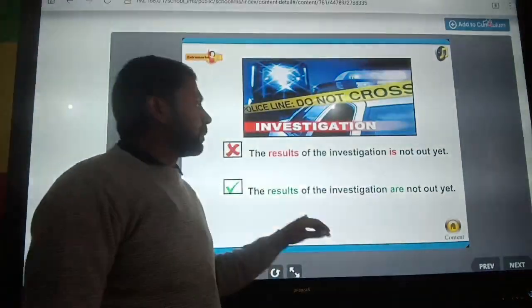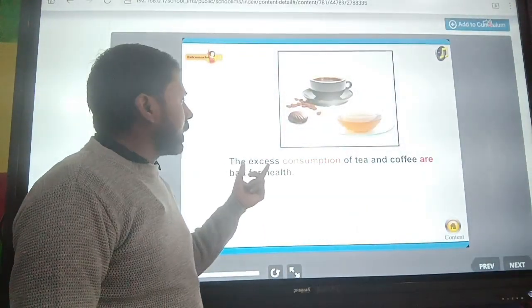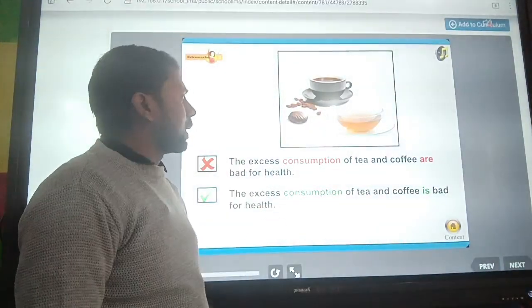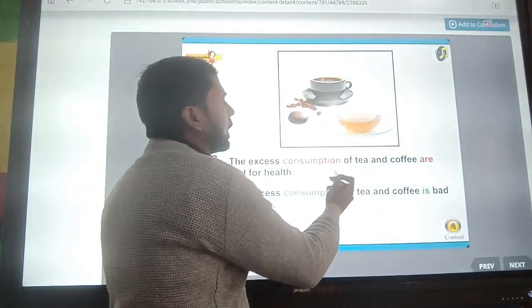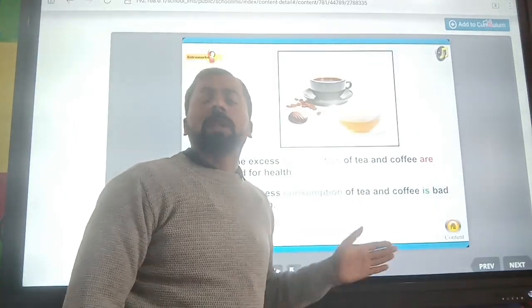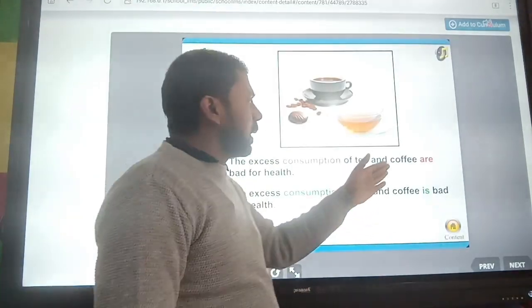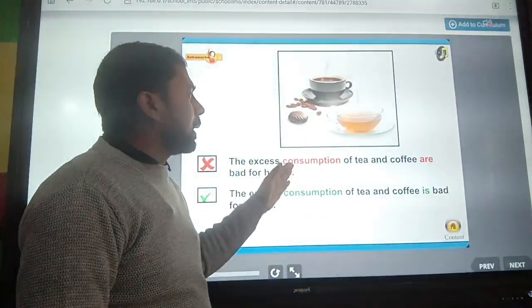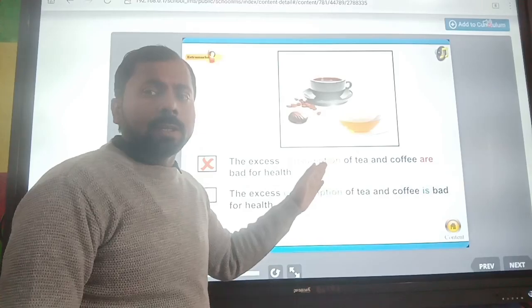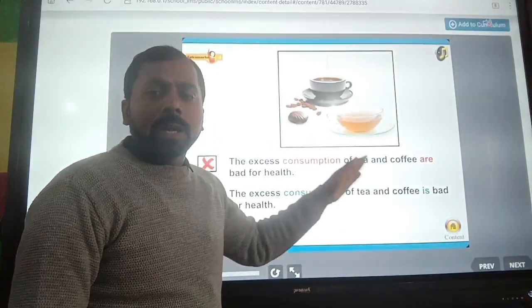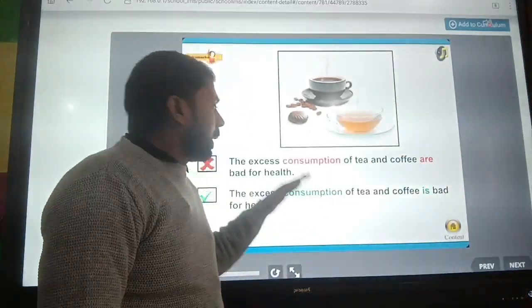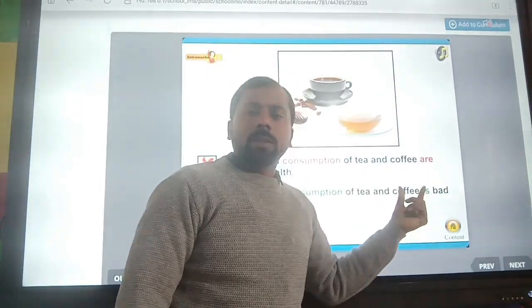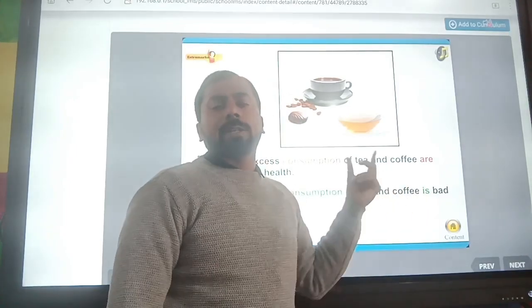It's clear? Next is, the excess consumption of the tea and coffee are bad for the health. You can see here consumption is a singular number subject, so we should use is, not are. So the first sentence will be wrong. Why? Because the verb does not agree with the subject. If in place of are we write is, then it will be correct.